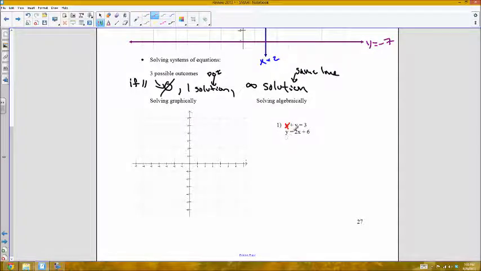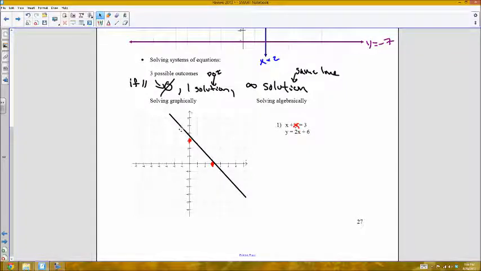So I plug in 0 for x. So when x is 0, y will equal 3. That's one point on this line. I'm going to now erase that and repeat the same process for y. When I plug in 0 for y, I get x equals 3. So I know this is another point on that line. I'm then going to connect those two points with a line.